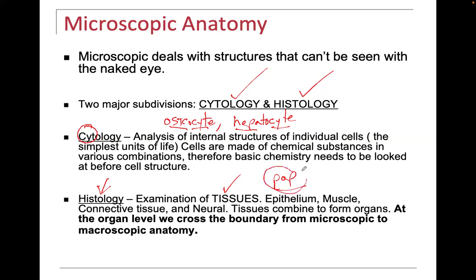And pap from pap smear comes from the physician or the histologist that discovered the procedure, a Greek by the name of George Papanicolaou. So they abbreviated his name, they call it a pap smear. Okay? At the organ level, that's where we cross the boundary from being microscopic to macroscopic. Right? That makes sense. When tissues come together, they're going to make organs. Now you can physically see a stomach or a kidney or a spleen.